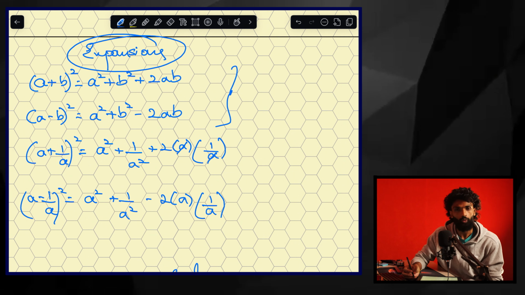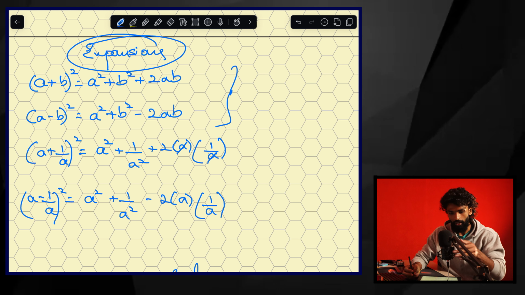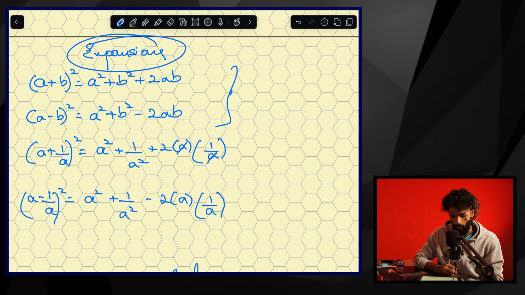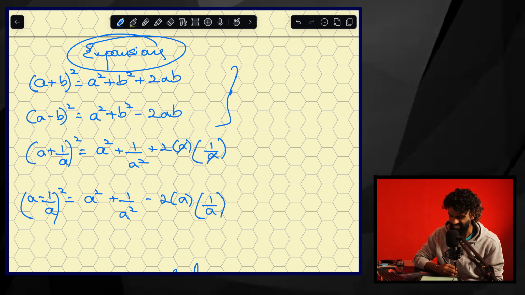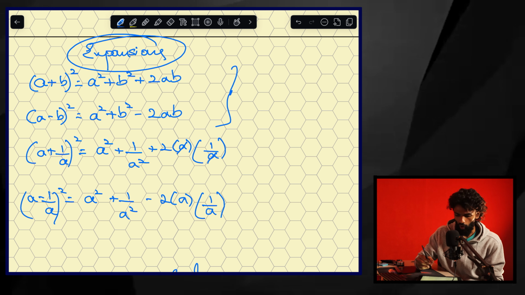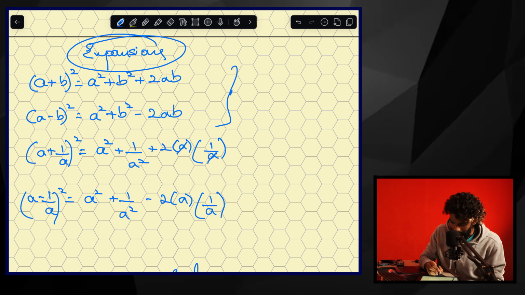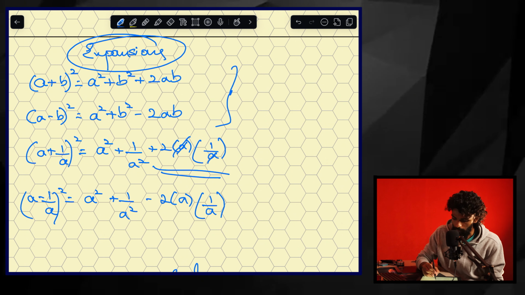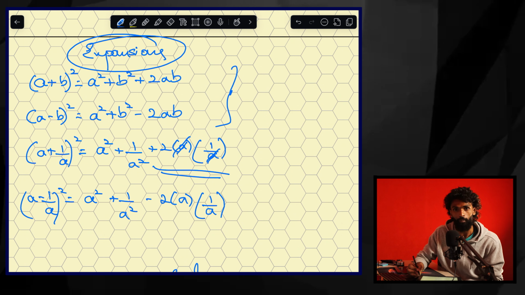But the third and the fourth one is what is extensively used in your 9th grade. Okay. So let's focus on both these things. It says (a plus 1 by a) the whole square and (a minus 1 by a) the whole square is very simple. We apply the first two concepts itself. The only change here is the last term. If you guys observe here, both are a and 1 by a.